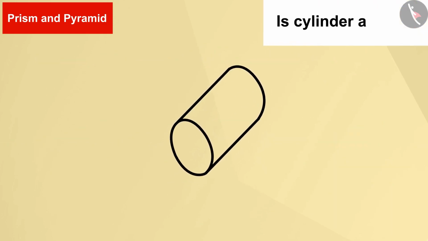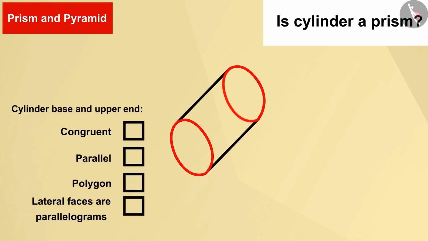Is a cylinder a prism? Let us discuss this. Its base and upper ends are circles and parallel to each other, but the ends of the cylinder are curved, that is, it is not a parallelogram. Therefore, it is not a prism.